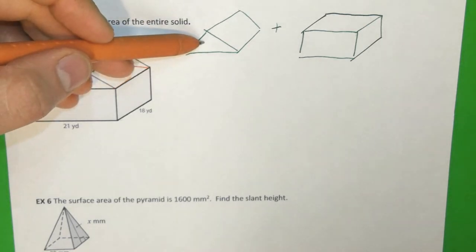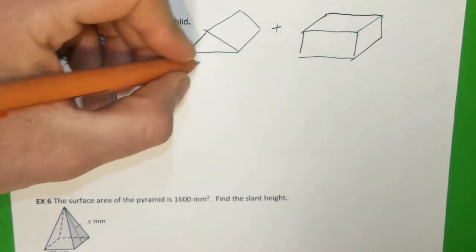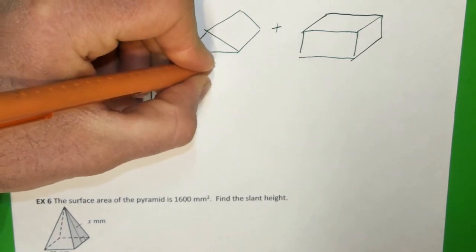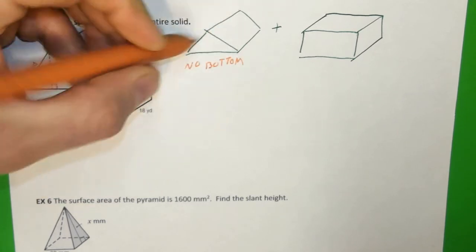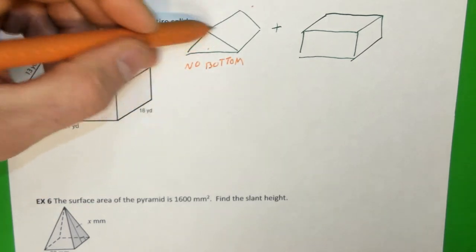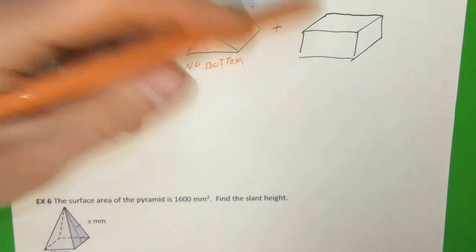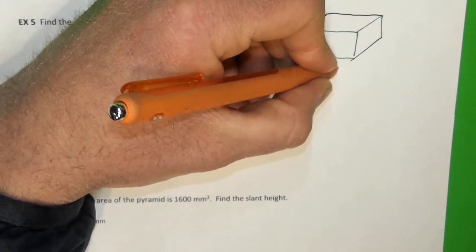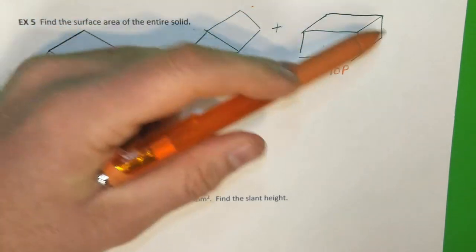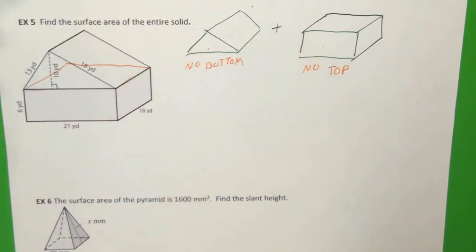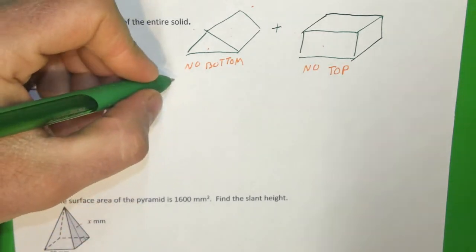So this triangular prism right here has no bottom. There is no bottom on this triangular prism at all. It is only a front and a back and the two top pieces. This rectangular prism right here has no top. So it is a front and a back and a left and a right and a bottom, but there is no top to that one. So you have to be extra careful that you don't include any extra pieces that you may have thought existed but no longer do. That is a big trick and something you have to watch out for. Okay, so let's talk about it.